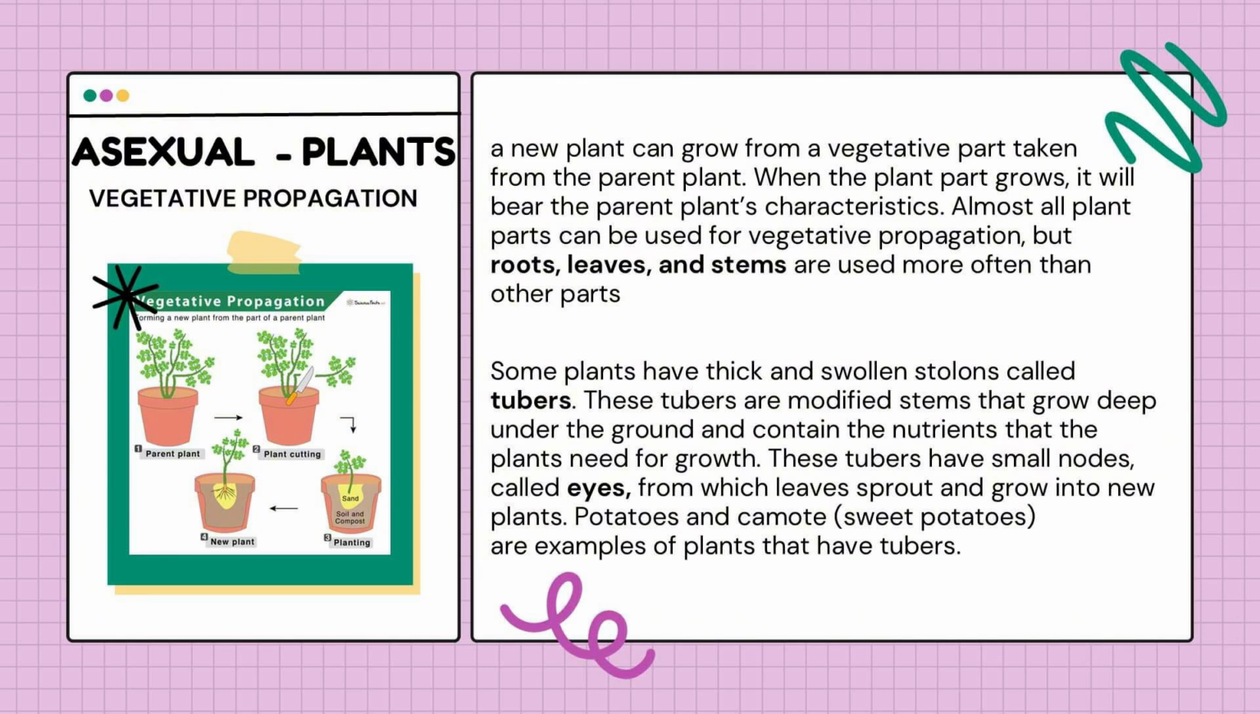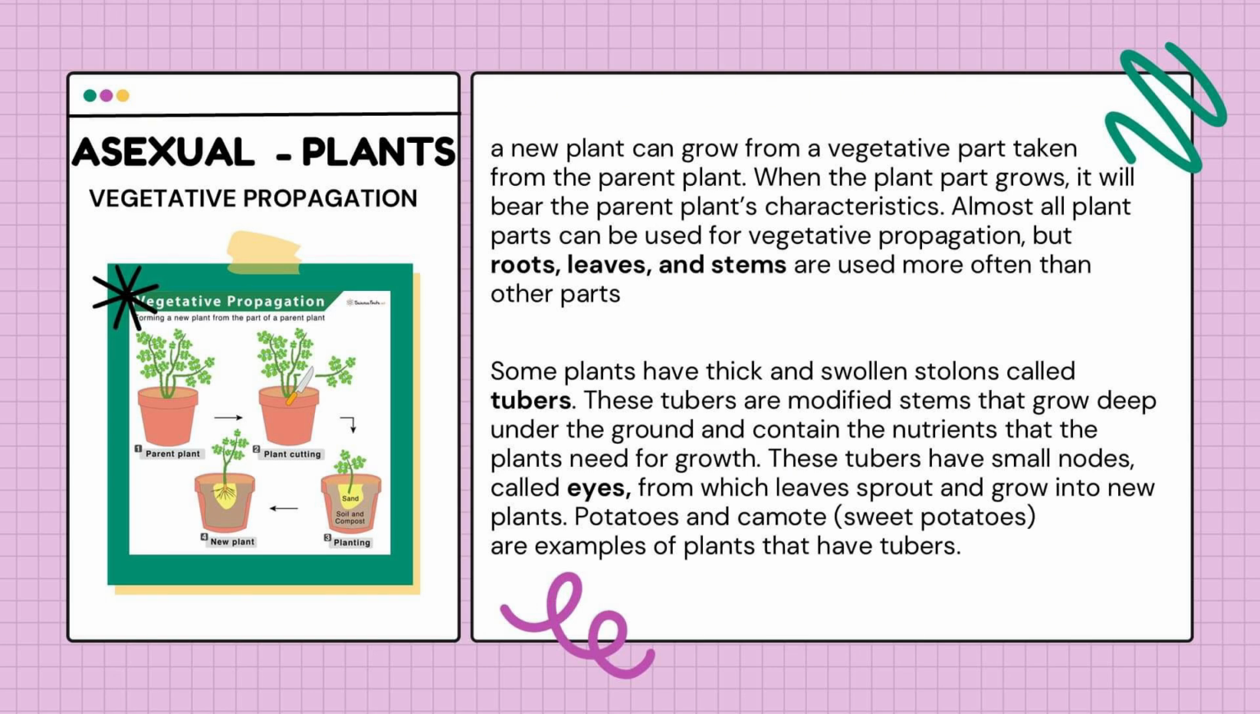So, sabi dito, a new plant can grow from a vegetative part taken from the parent plant. When the plant part grows, it will bear the parent plant's characteristics. Almost all plant parts can be used for vegetative propagation. If naaalala nyo, diniscuss ko sa inyo yung tinatawag natin na binary fission. Yung budding, yung natatanggal yung isang parte ng katawan ng parent organism, then magiging another organism siya. This time, hindi budding ang tawag sa kanya. Kapag plant ang tawag sa kanya ay vegetative propagation.